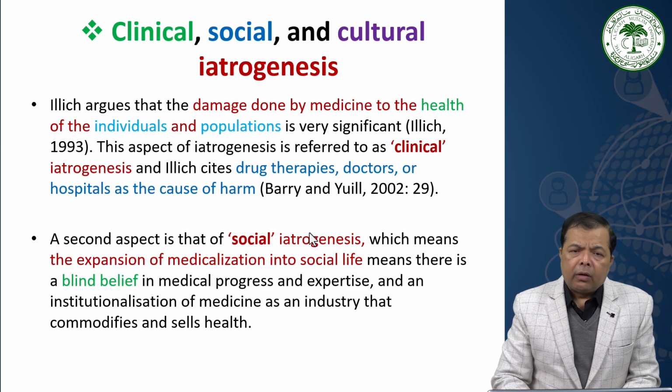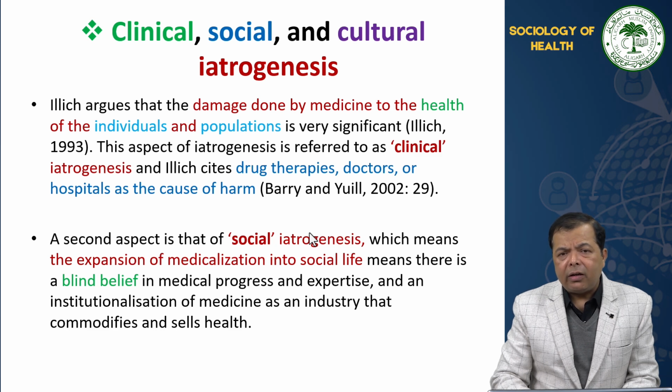Then Illich talks about different types of iatrogenesis, primarily three types, and I have highlighted all three here: clinical, social, and cultural iatrogenesis. All these correspond to different situations. All are interrelated, but also correspond to different situations. It would be important to understand all three. I'll try to make you understand. I hope you will understand.